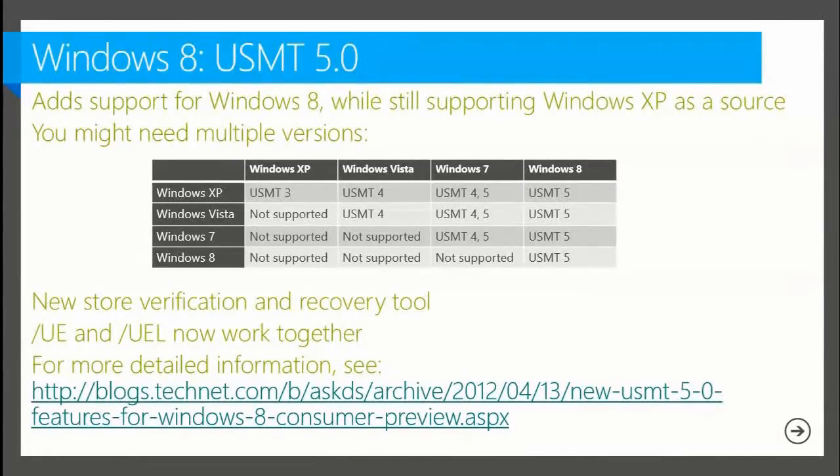There were some issues in USMT 4 if you specified /UE to exclude users and /UEL to say I only wanted users that have been active in the last number of days. Those didn't work very well together. With USMT 5, they've changed that behavior so that they will work together. So you could say exclude these users and exclude users who haven't logged on for more than 60 days, and it will give you the expected result.